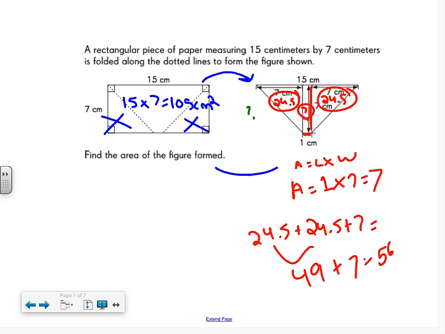What is it? Centimeters? Right? Yeah, centimeters squared is the area of that folded up shape.